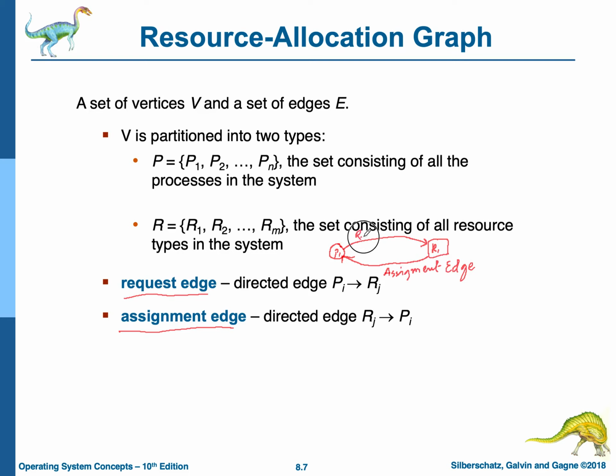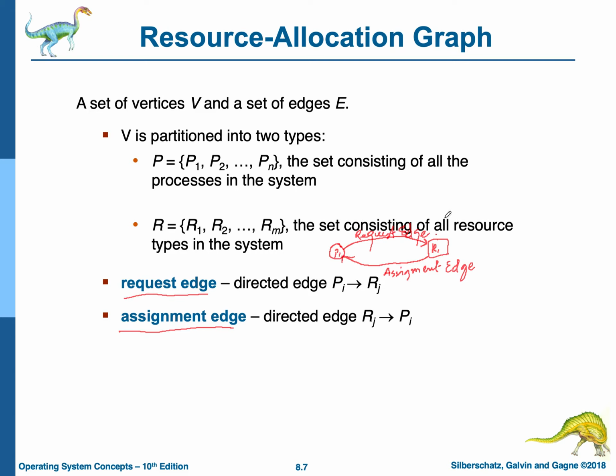While this is the request edge, where an arrow goes from process to resource, the assignment edge goes from resource to process. This represents when a process is requesting a resource, and when the resource is assigned to you, right?